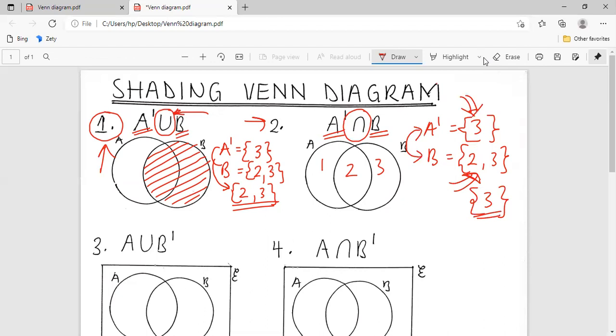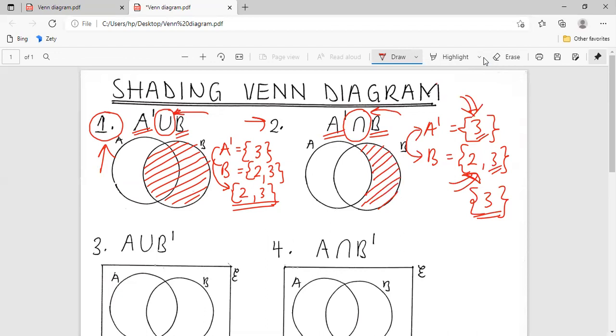We have 3 in A and we have 3 in B. This means that only 3 is intersecting, so that is the only part we need to shade. So we remove the numbers and we shade chamber number 3. And that's how we shade the Venn diagrams.